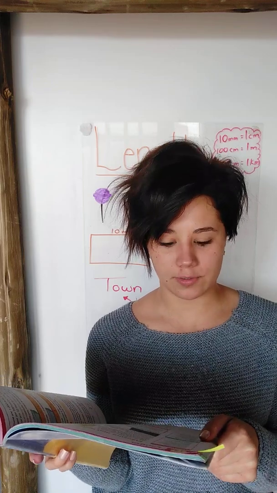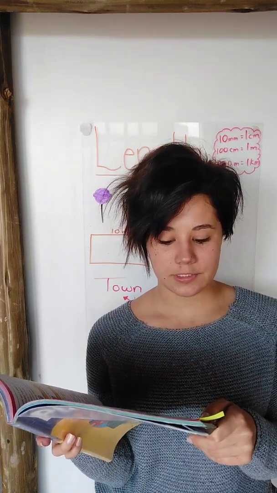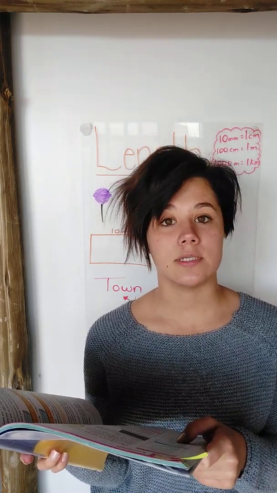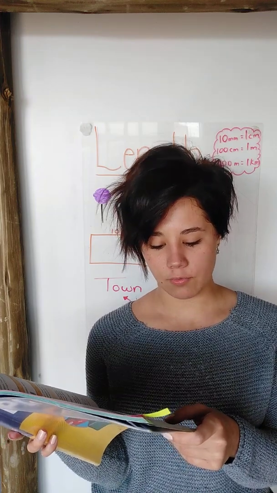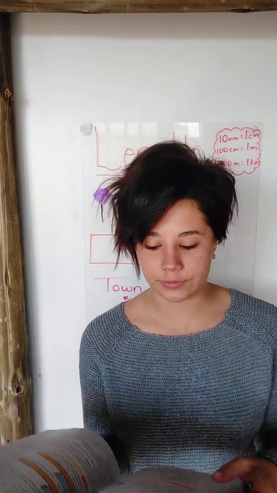Length is how long something is. A unit is the amount that is used to measure something, for example, meters, centimeters, millimeters, or kilometers. And to record a measurement is to write down the measurement with the correct unit.